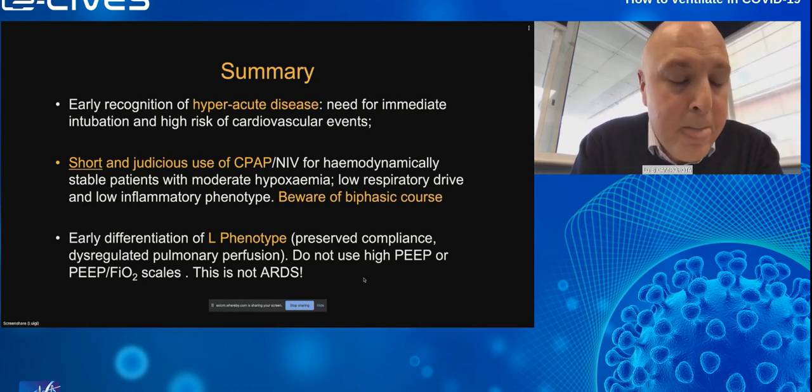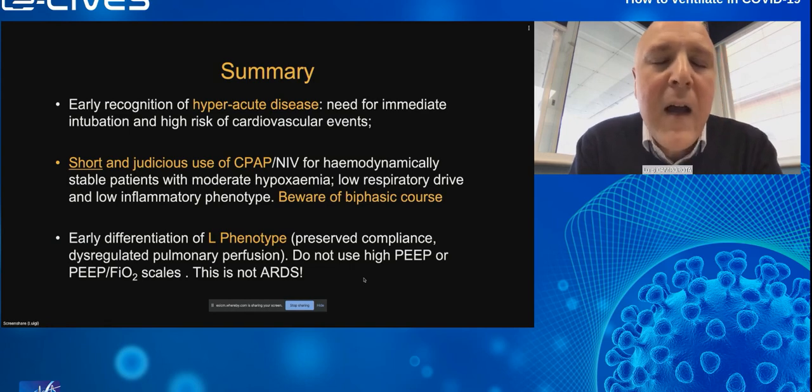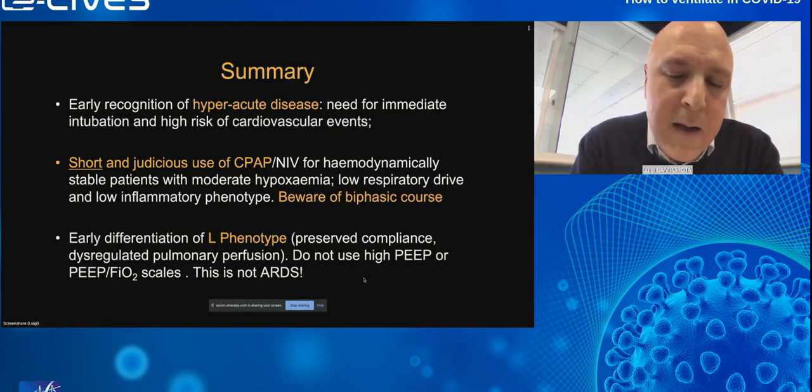And I think it's important to know about that to see where we can look after these patients optimally. And the third one is an early differentiation of the L phenotype. So this is the phenotype with preserved compliance with dysregulated pulmonary perfusion. Because in these patients, we need to balance the use of PEEP with the perfusion. And sometimes the use of PEEP FiO2 scales, as they've been published in the ARDS guidelines, might not be beneficial, and in fact they can be detrimental. And I'd just like to say that this phenotype is not ARDS. And with that, I would like to thank you for your attention. I'll stop here my presentation.